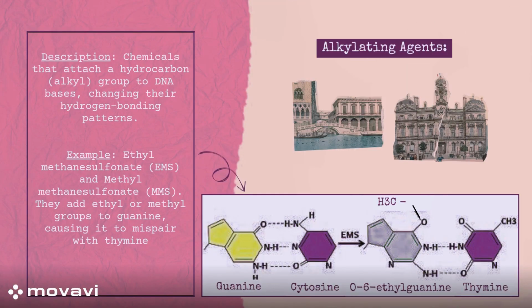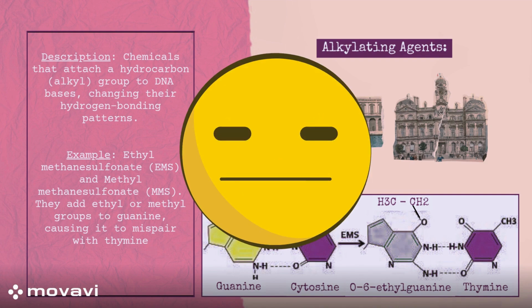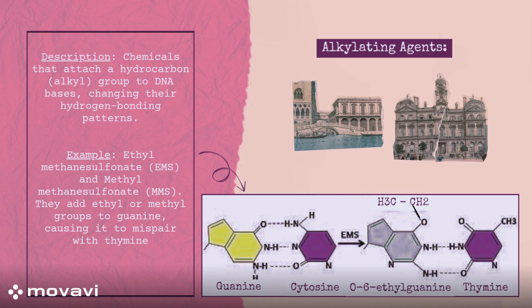Let's now look at alkylating agents. Alkylating agents are chemicals that attach an alkyl group or a hydrocarbon to DNA bases, and this changes their hydrogen bonding patterns. An example is ethyl methane sulfonate, that is EMS, and methyl methane sulfonate, that is MMS. They add ethyl or methyl groups to guanine, causing it to mispair with thymine, as you can see on your right.